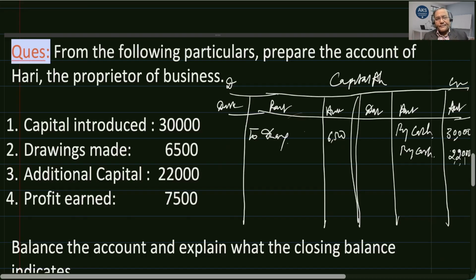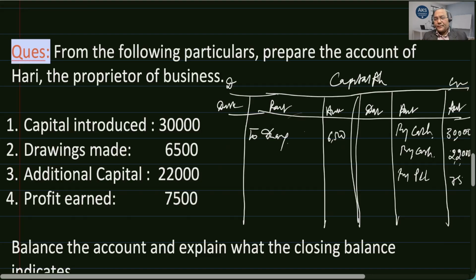So I hope this is understood. So what is ultimately to be done is to impact the increase in capital, and that can happen by crediting the capital account and debiting the profit and loss. So by P&L, profit and loss, which is 7,500. I hope this is clear. So we will now balance it. So how is it to be balanced?